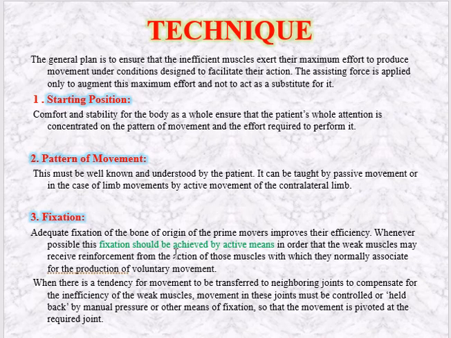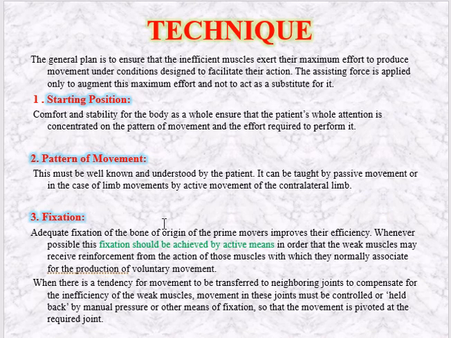Whenever possible, this fixation should be achieved by active means, so that weak muscles may receive reinforcement from the action of those muscles with which they are normally associated for the production of the voluntary movement. When there is a tendency for the movement to be transferred to the neighboring joint to compensate for the inefficiency of the weak muscles, movement in these joints must be controlled or held back by manual pressure or other means of fixation so that movement is pivoted at the required joint.